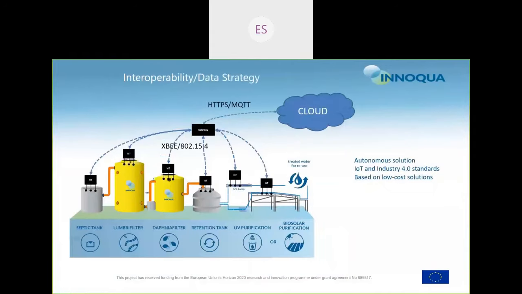About the interoperability and data strategy, we cover all the data value chain. We collect the data, we transform it, we send it, we persist it, we create new knowledge and take decisions using this data. Concerning the data strategy, data is collected by the IoT entities. You can see the different IoT entities in the different Inoqua modules.